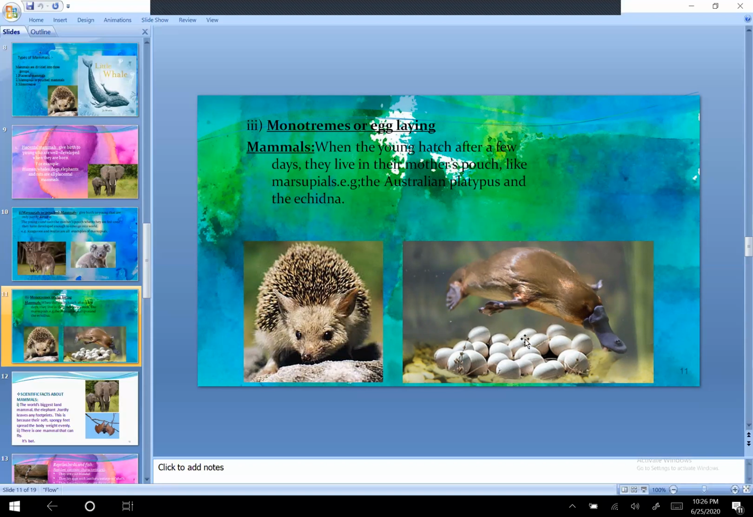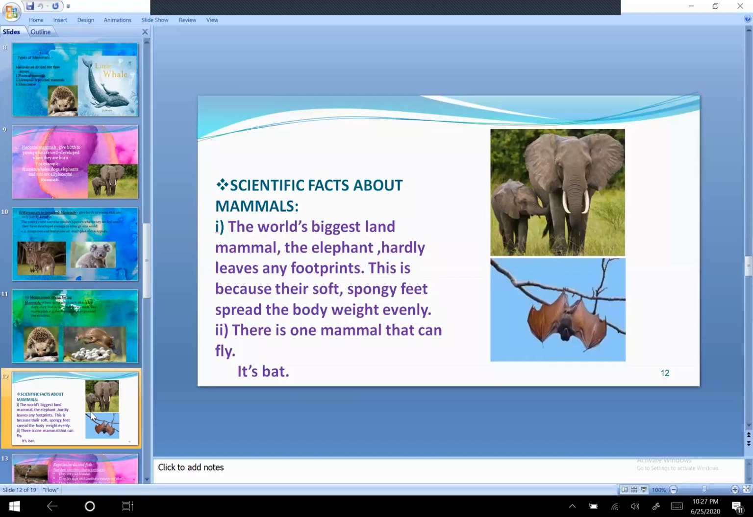This one is the platypus. This one is the echidna. Now we read scientific facts on mammals. Children, what is this? Elephant. The world's biggest land mammal, the elephant, hardly leaves any footprints. This is because it spreads its body weight evenly.